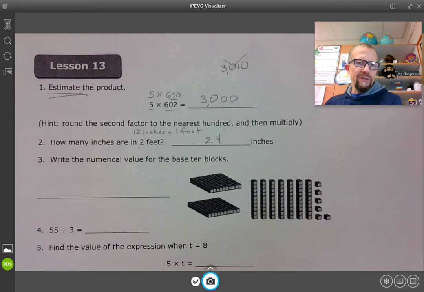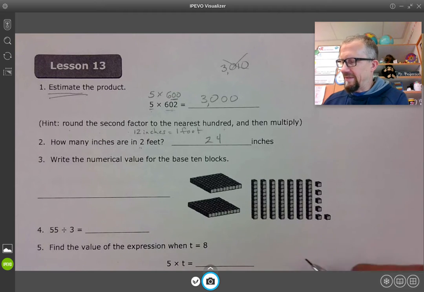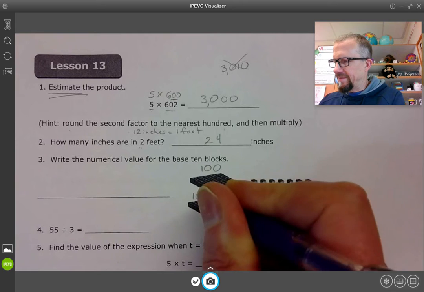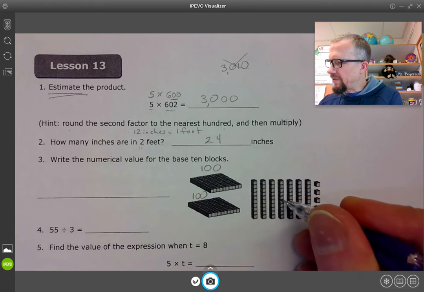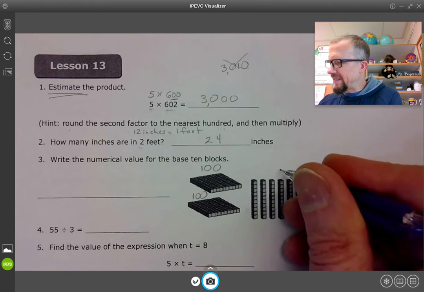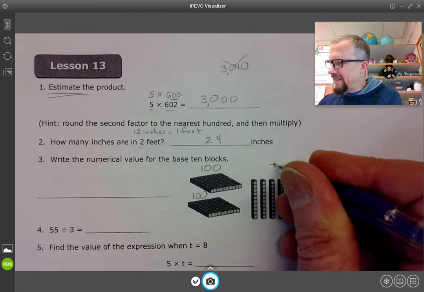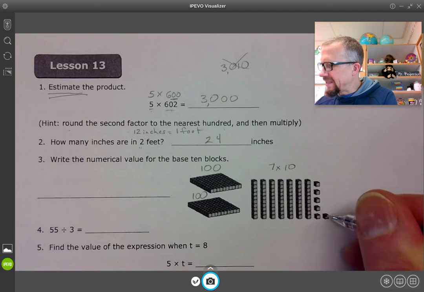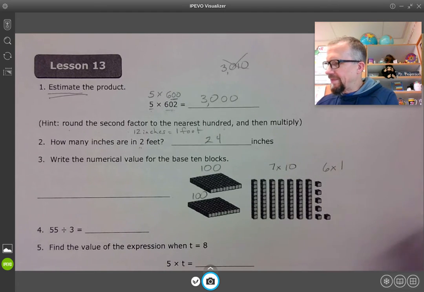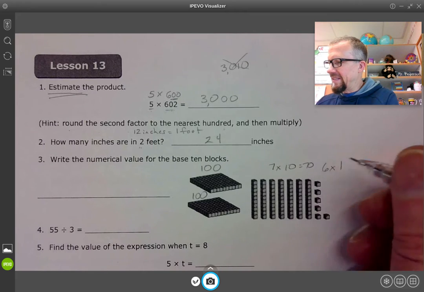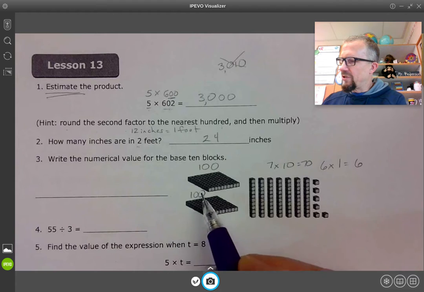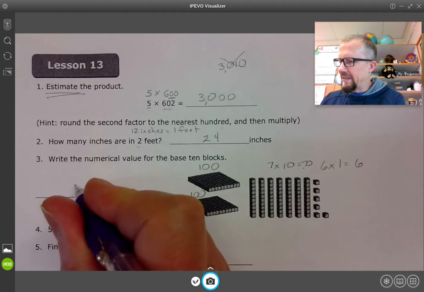The numerical value for the base 10 blocks, this is number 3. This just means we want the number that would cover all this. So these guys are hundreds. These here, 1, 2, 3, 4, 5, 6, 7. We've got 7 tens, 7 groups of 10. And then we've got 1, 2, 3, 4, 5, 6. 6 groups of 1. So 7 tens is 70. 6 ones is 6. 2 hundreds is 200. So 276.